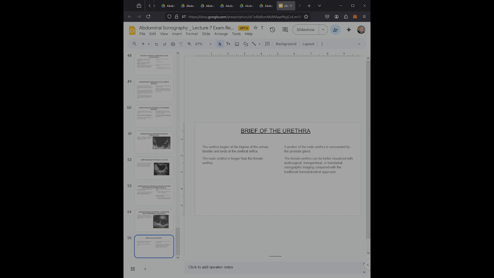Now a brief look at the urethra. The urethra begins at the trigone of the urinary bladder and extends to the urethral orifice. The urethra may be noted during sonographic examination of the genital tracts, and a portion of the male urethra is surrounded by the prostate gland. Therefore, enlargement of the gland, often associated with BPH, can lead to compression of the urethra, causing urinary obstruction.